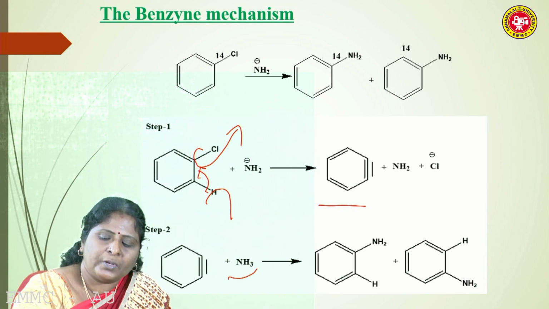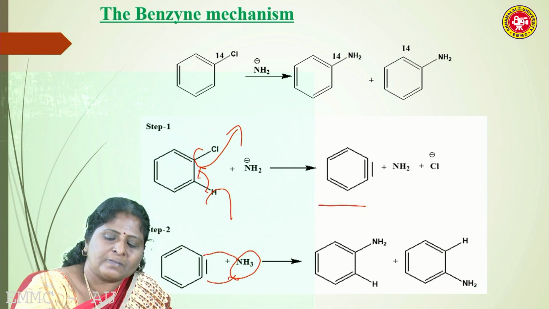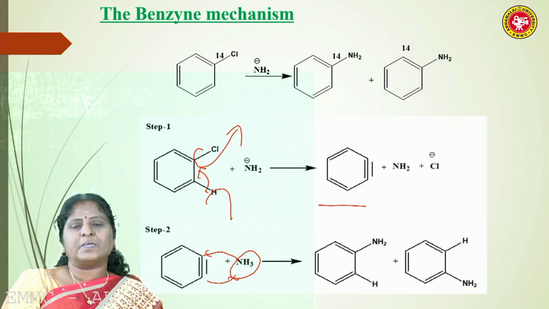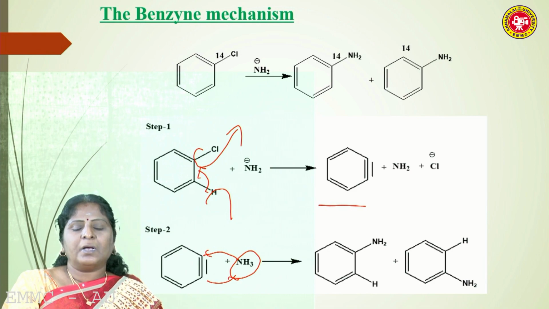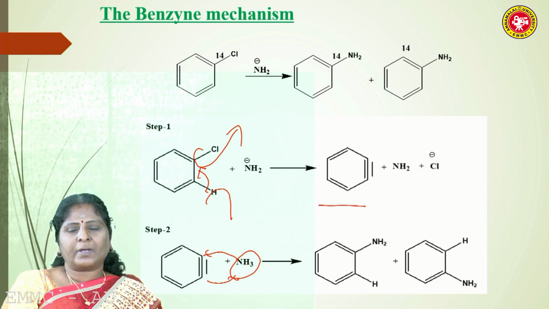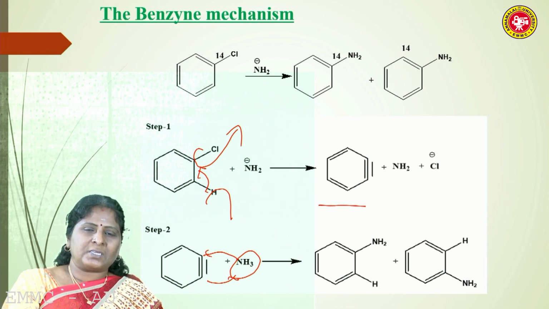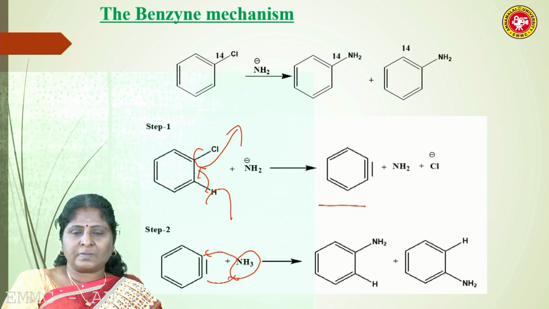Now this ammonia, that is the attacking species, gets introduced. But the actual process here is that NH2 minus gets introduced on one side of that multiple bond, and then H plus is introduced on the other carbon atom. So the net reaction is an addition reaction. The second step is the addition reaction. The first step is the elimination reaction. The intermediate which is produced during the first step of the reaction is called a benzyne intermediate.